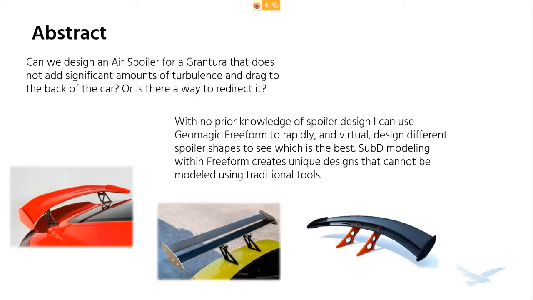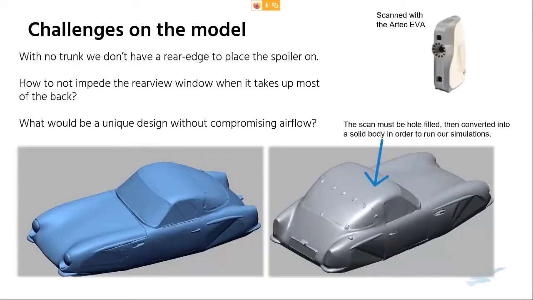And how we approach this is, as Ian mentioned, using this geometric freeform to rapidly prototype using some sub-D modeling on these spoilers. So what are the challenges with this model? Well, as I said, a Grand Tour car doesn't really have a trunk, so there's not really a mounting place for it. So we have to design around this idea of making a mounting fixture and then adding the spoiler to it. We also want to make sure we don't impede any part of the car.